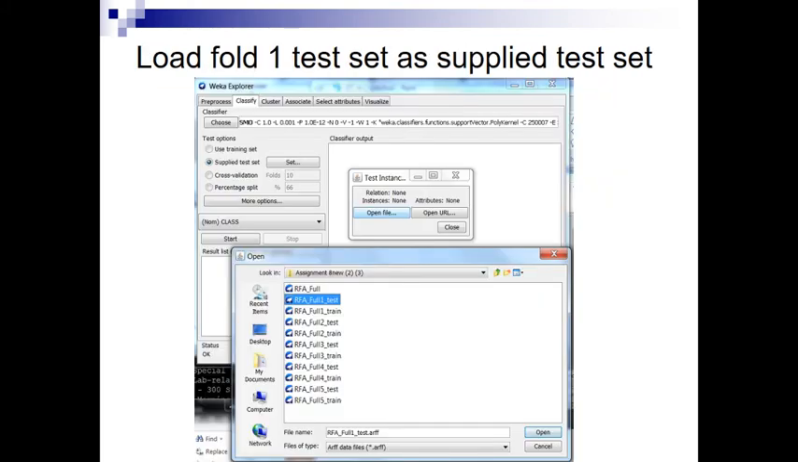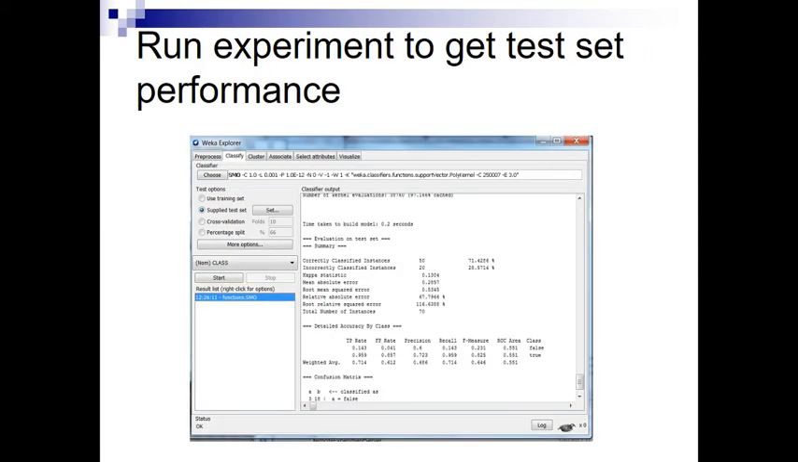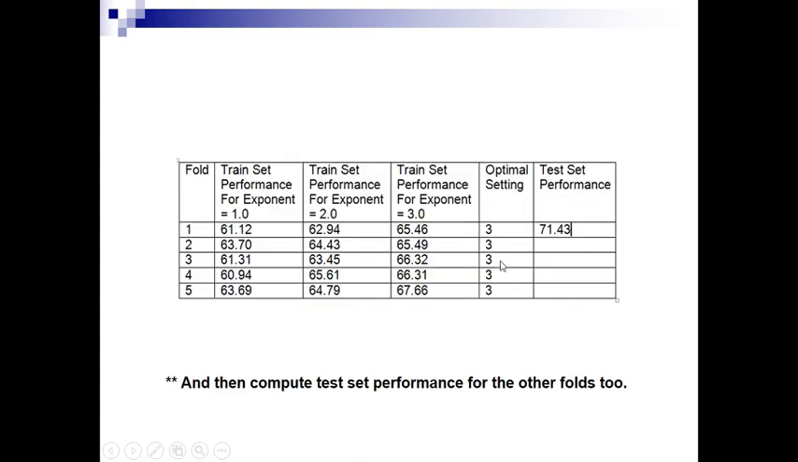Then I'm going to load a supplied test set, you can see. And what I'm going to do is pick the corresponding test set for the fold, so test set 1. And then I run the experiment by clicking on Start. And then when I look at my performance value, I see what the test set performance is for fold 1, and I fill that in the table. Now I can do that for all 5 folds, then I can average over these to get the stage 3 average.